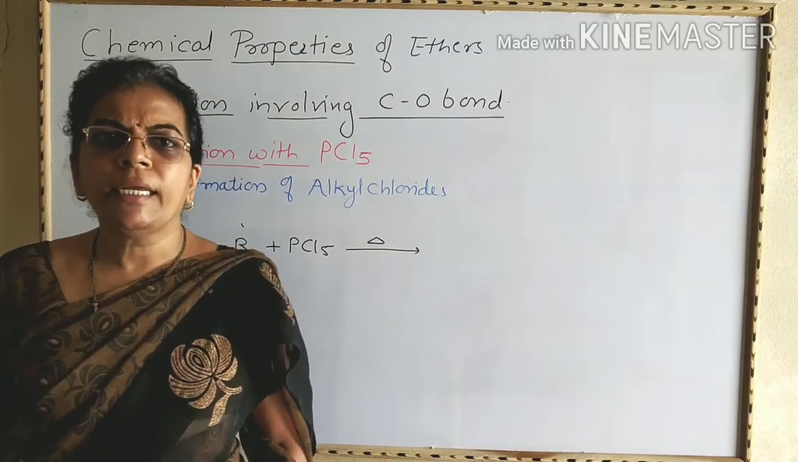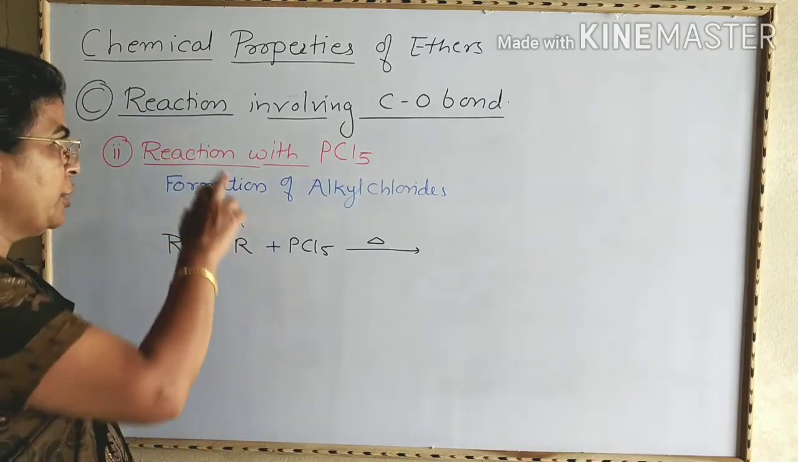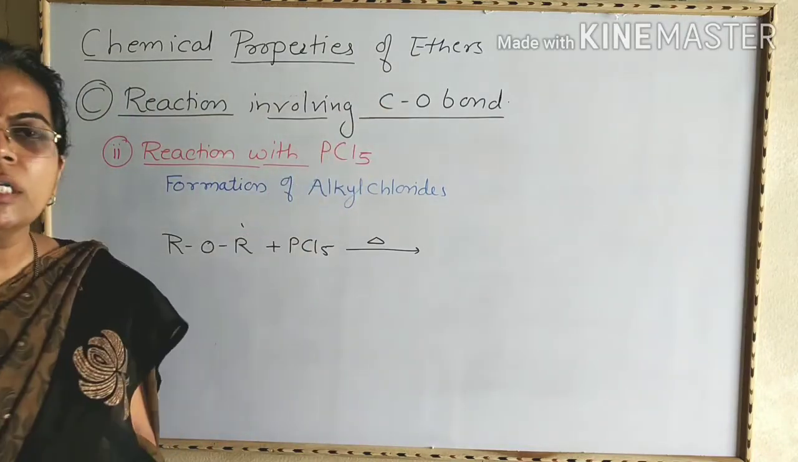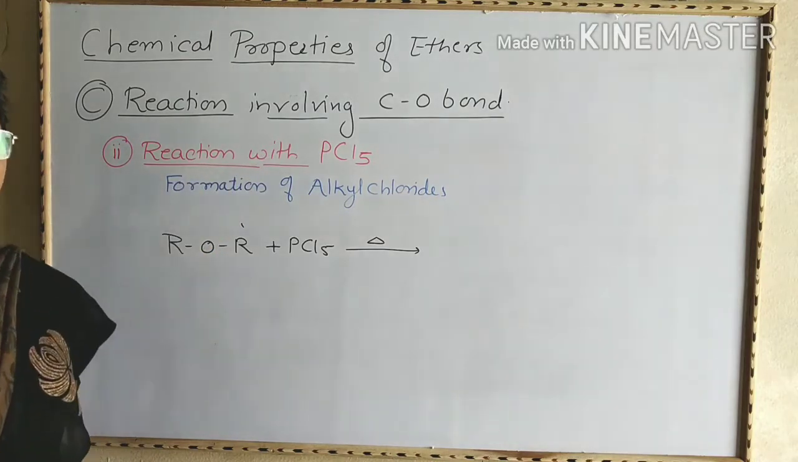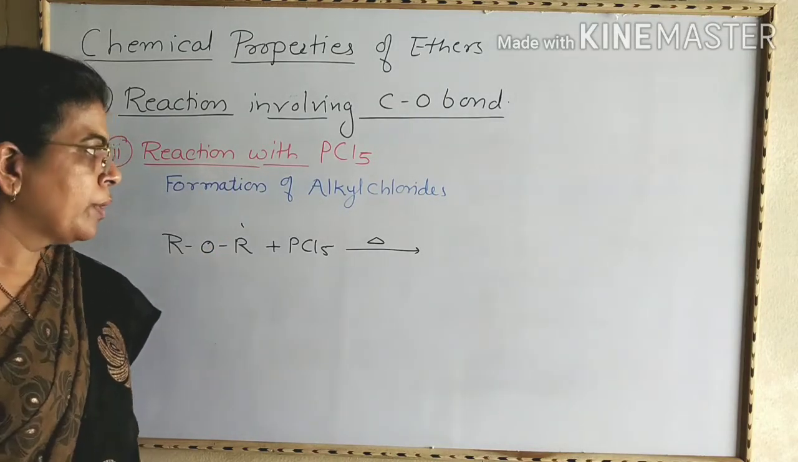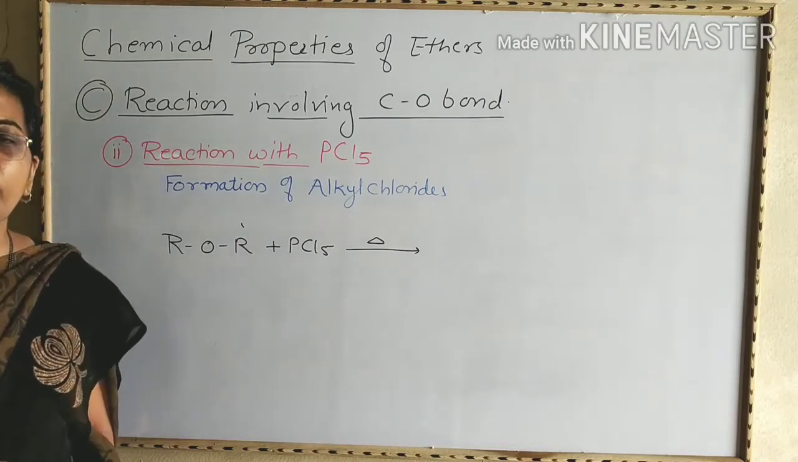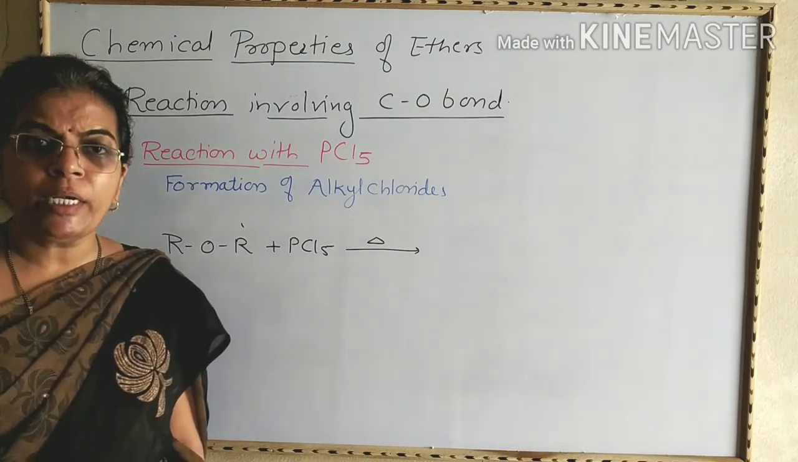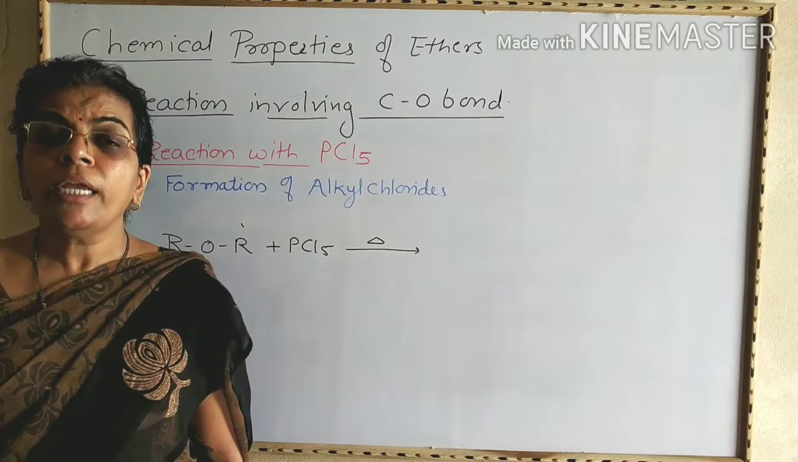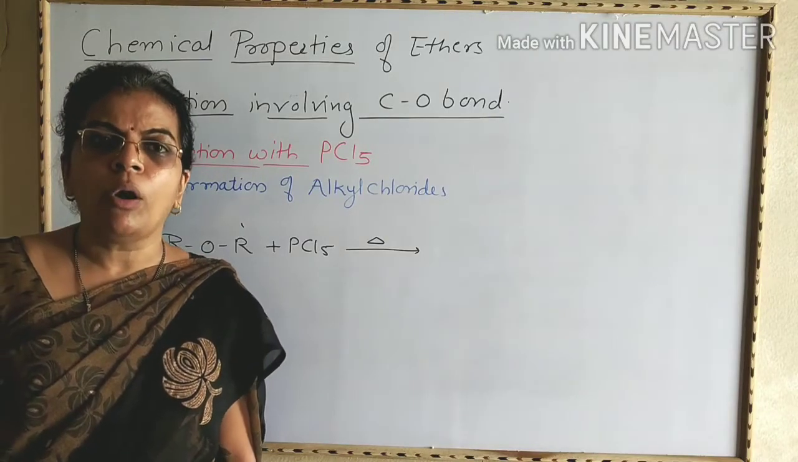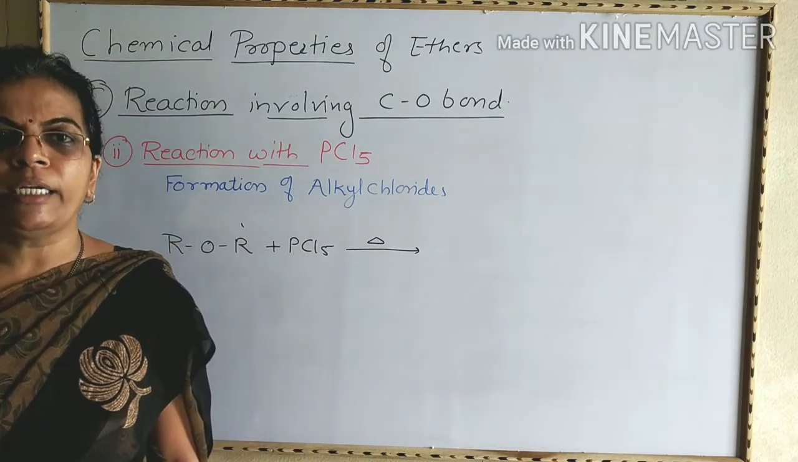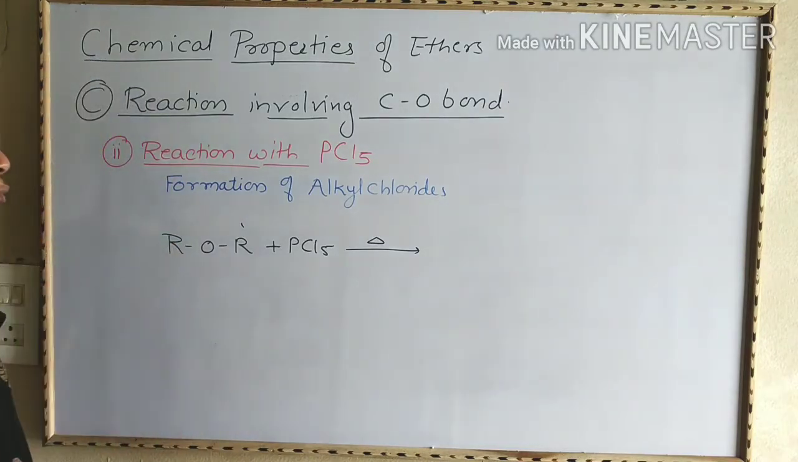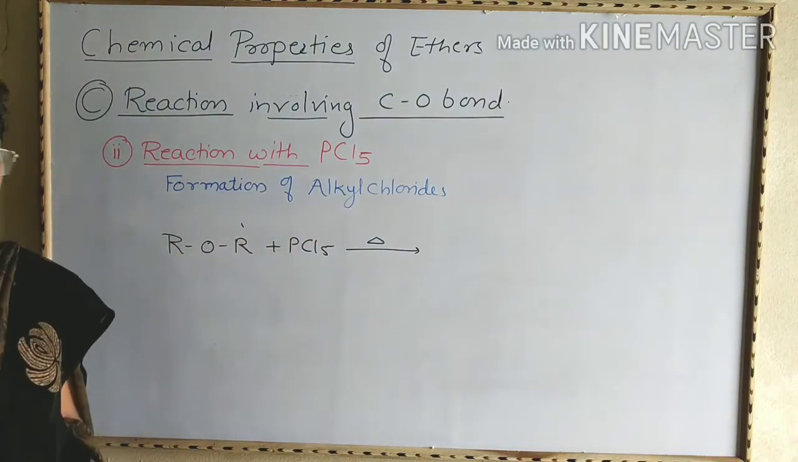Now the second reaction involving the C-O bond is the reaction with PCl5, that is phosphorus pentachloride. Now here, when ethers are treated with phosphorus pentachloride, or ethers are heated with PCl5, then formation of alkyl chlorides takes place. That is, formation of alkyl chlorides takes place.